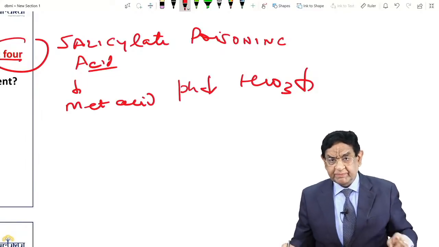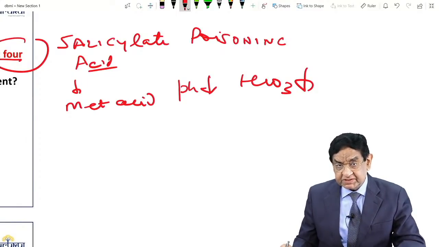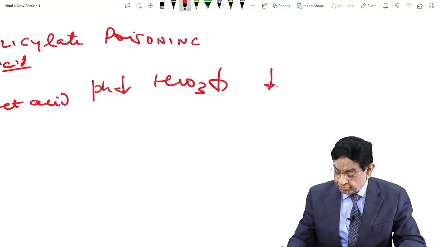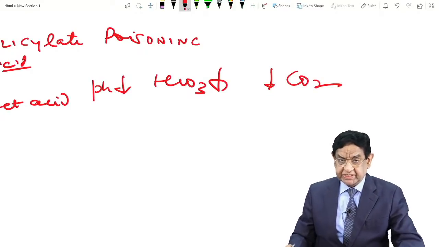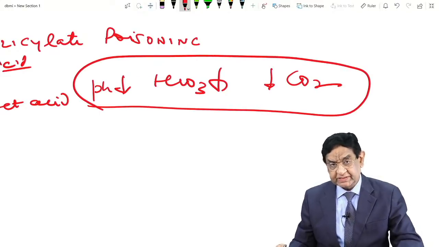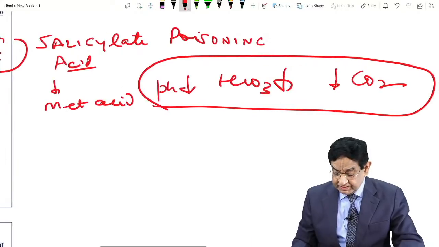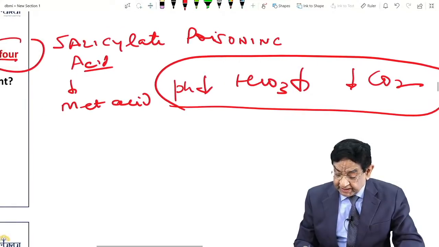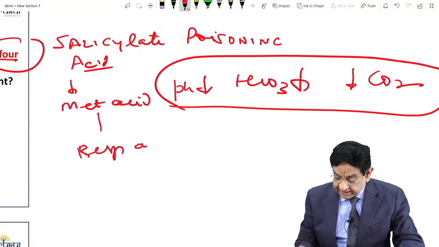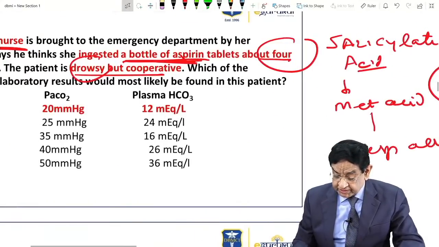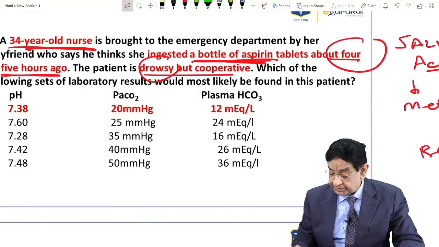But as we know the basic concept, compensation starts. And what happens in compensation? CO2 level will go down. This is the net result we are going to get out of salicylate poisoning. So initially there is metabolic acidosis, but later on the patient can even have associated respiratory alkalosis as a compensation. This we know, the basics. Look into other options.